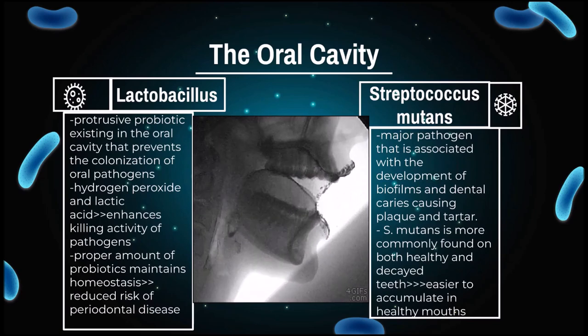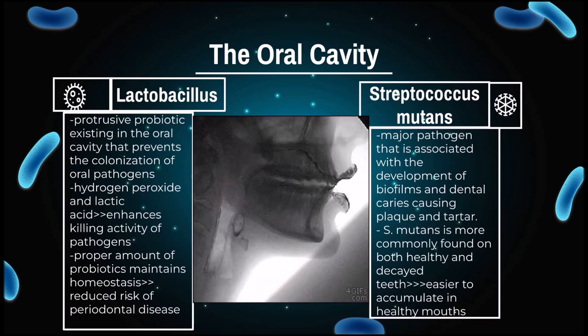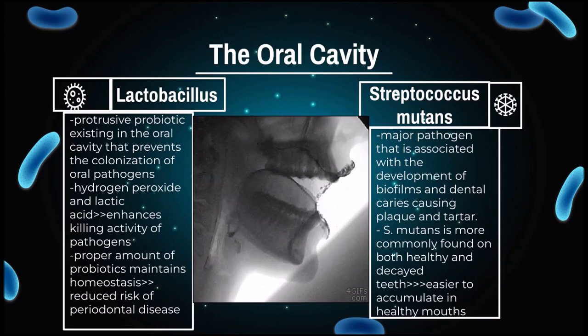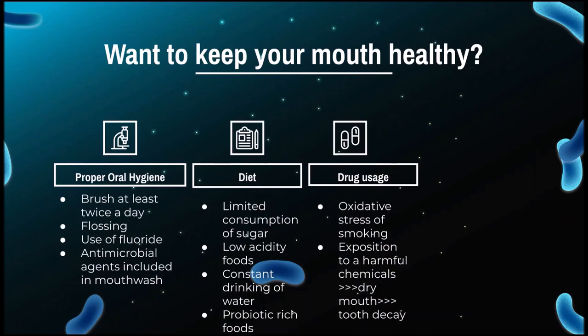For example, S. mutans is associated with the prevalence of cavities and plaque due to the high sugar content surrounding teeth, which is then consumed by the bacterium, eating away and demineralizing the tooth's enamel. The factors that keep one's mouth healthy against oral pathogens are proper oral hygiene, diet, and abstaining from drug usage.